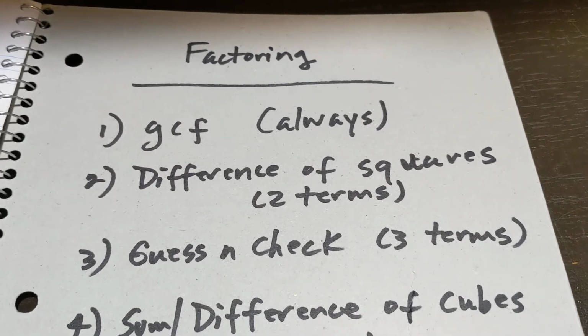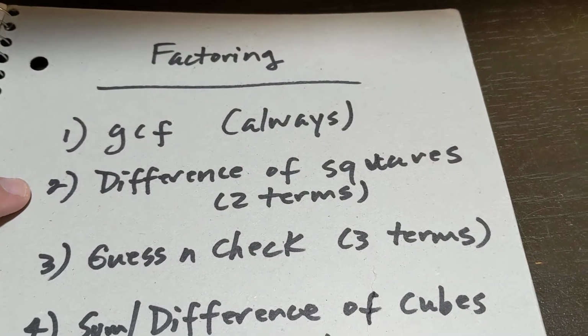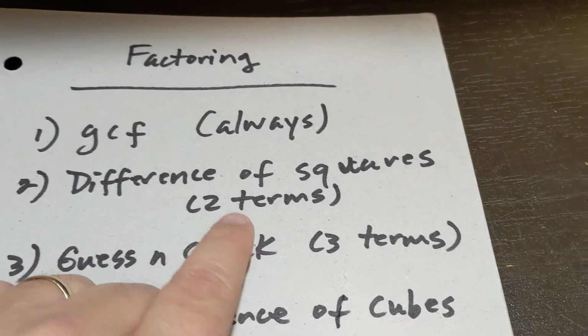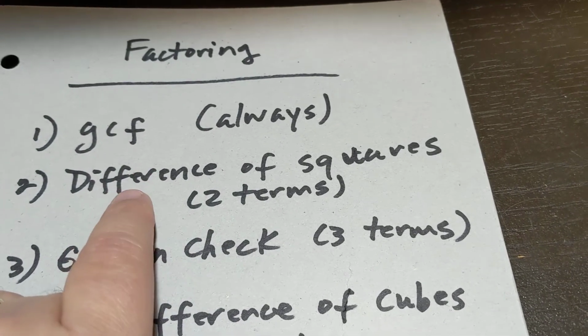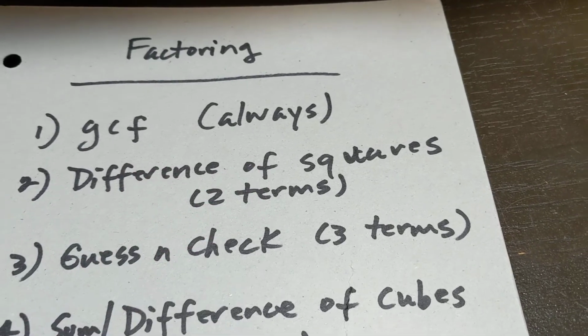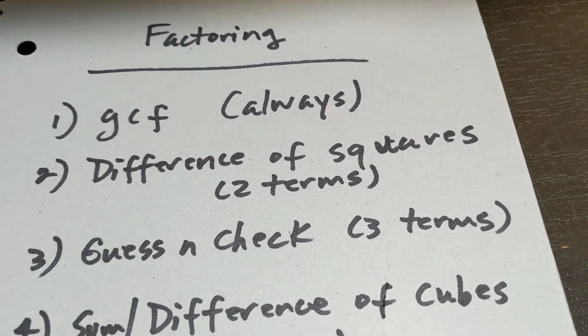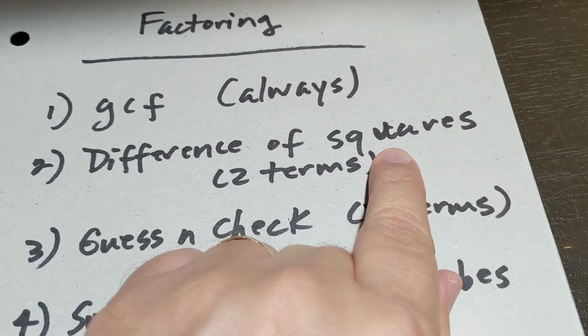Then after that, you want to see if the problem might be a difference of squares problem. To be a difference of squares, it has to have just two terms, and it has to be a subtraction problem. That's what the word difference means. So to be a difference of squares: two terms, subtraction problem, and both terms have to be perfect squares.